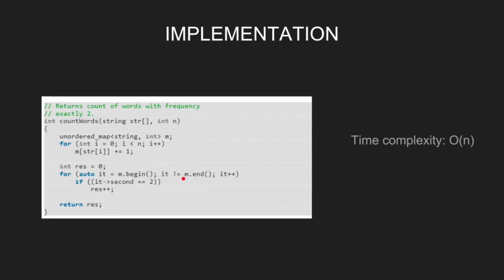If the count of any word in the map is 2, that is, if iter->second == 2, we increment the value of result. Finally, we return result, which is the count of the words that appear exactly 2 times in an array of words. We have single loops. The time complexity of this solution is O(n).